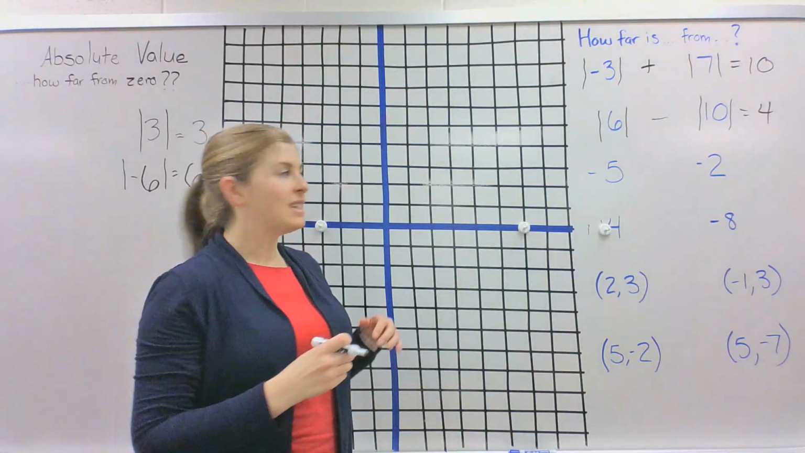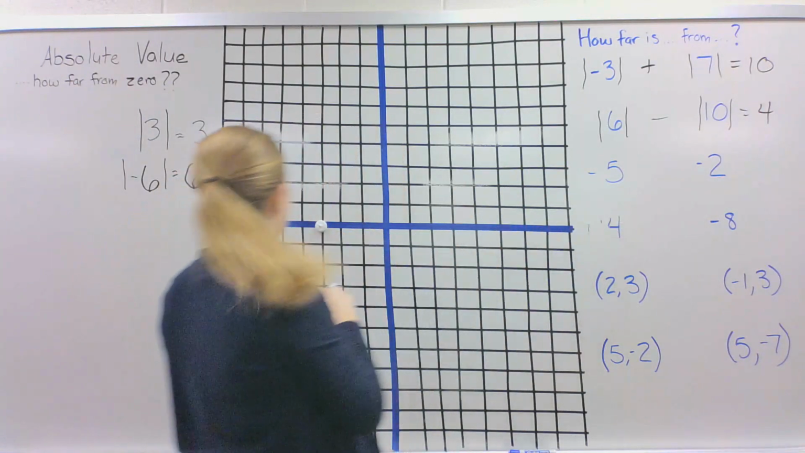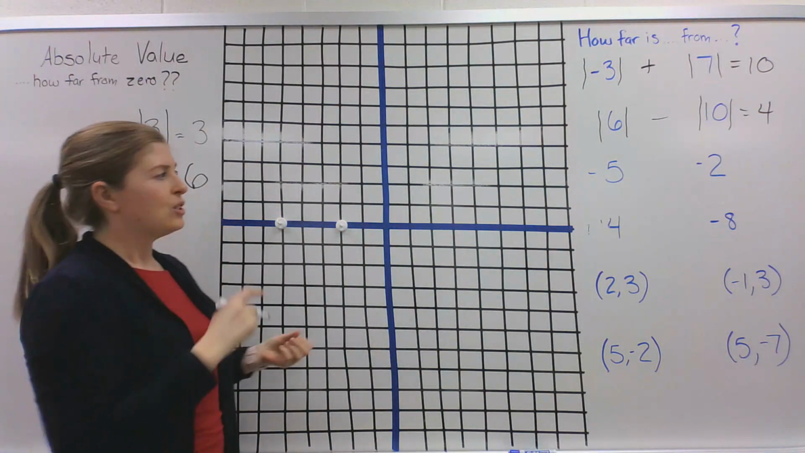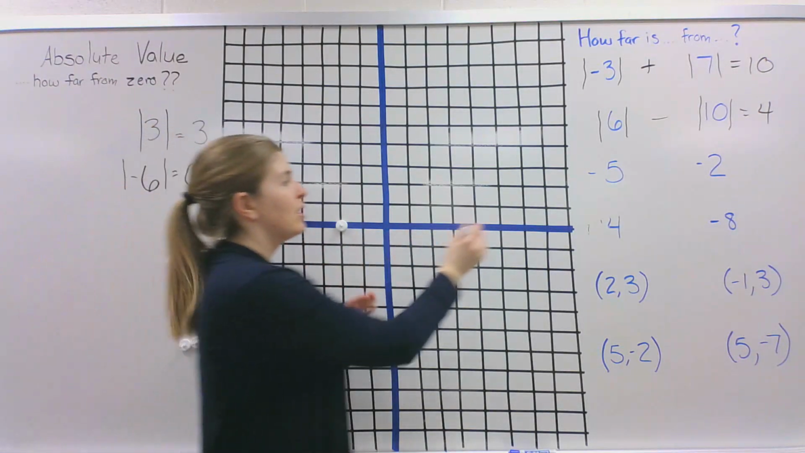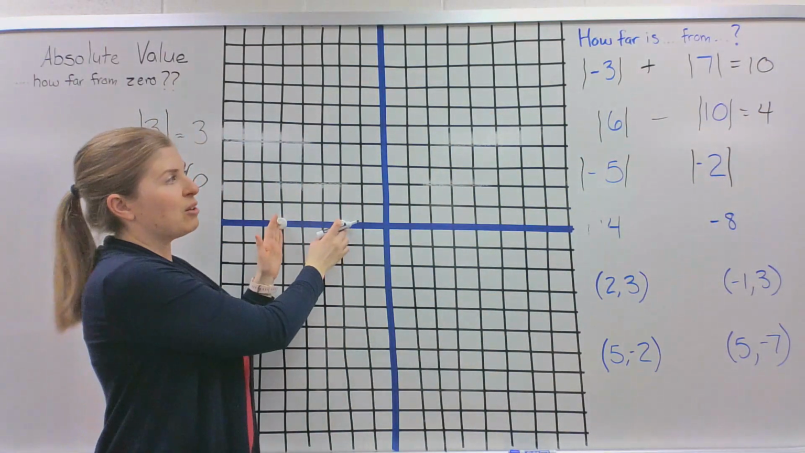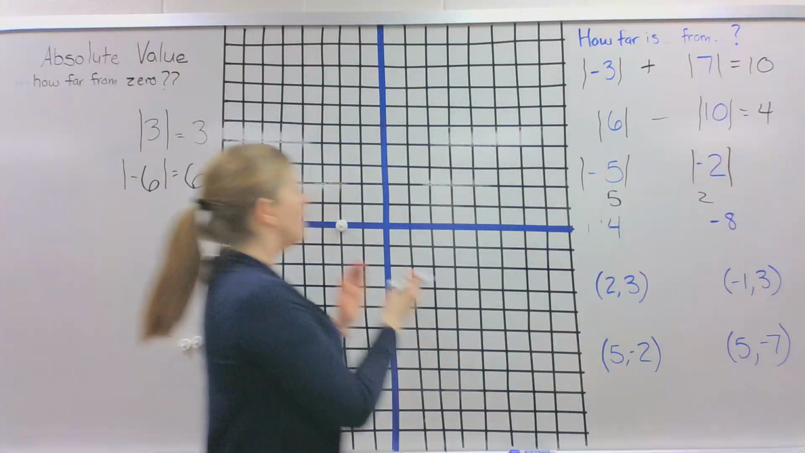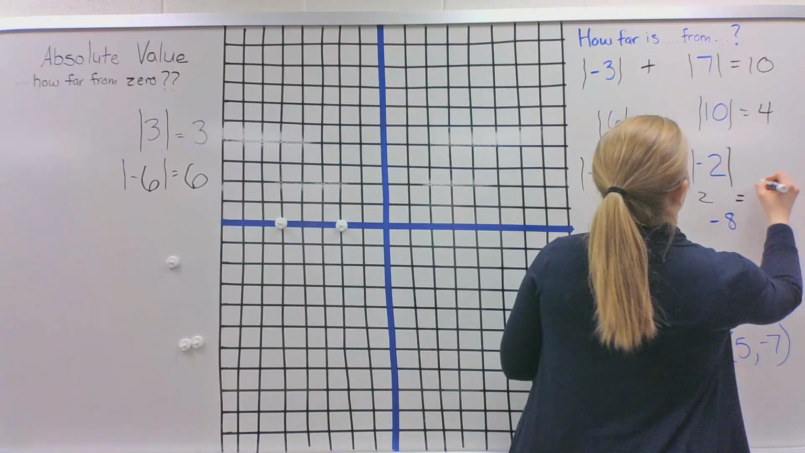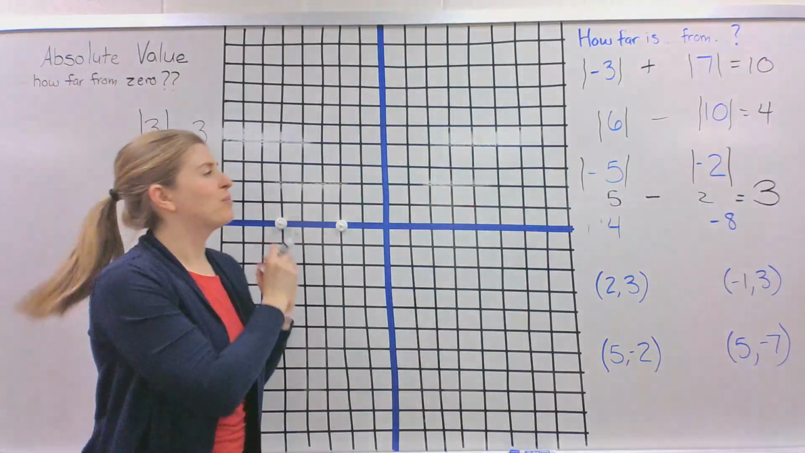All right, what is the distance between negative 5 and negative 2? Let's look at these. 1, 2, 3, 4, 5. 1, 2. Now we have two negative numbers, and we're trying to find the distance between these two numbers on a number line. We can use absolute value, but it would be positive 5 and positive 2, and they're on the same side. So we're going to subtract those numbers. Negative 5 and negative 2 are 3 spaces away from each other.